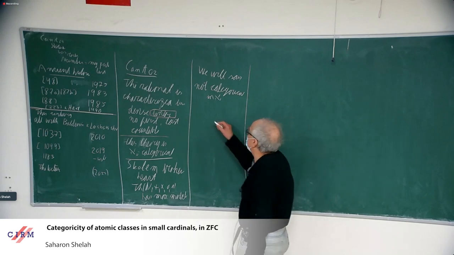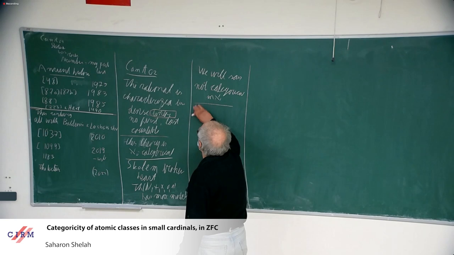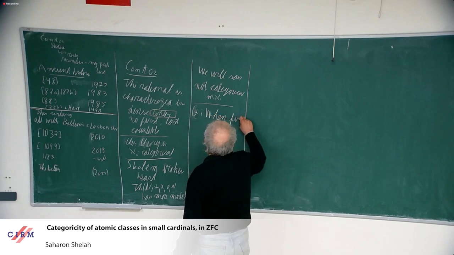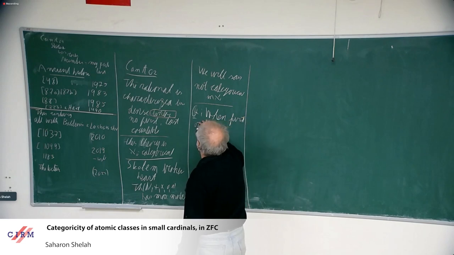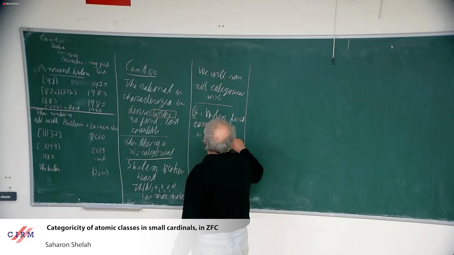Then a first order theory is categorical, but necessarily fixing the cardinal lambda, the cardinality of the model.